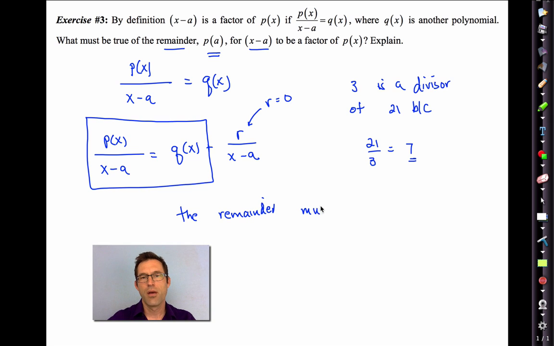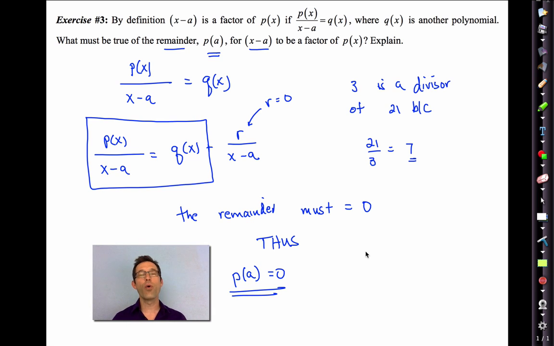The remainder must be equal to 0, and this is very important, thus p of a must be equal to 0. And this gives us a wonderful way of knowing whether a simple expression like x minus a is a factor of a more complicated polynomial. If the polynomial is equal to 0 at the 0 of that factor, well, then that expression is a factor of the polynomial. Sorry, not saying that well. Let's jump into it and see how this can be used.